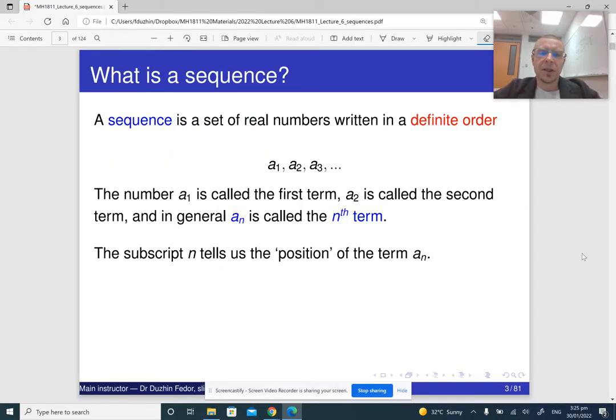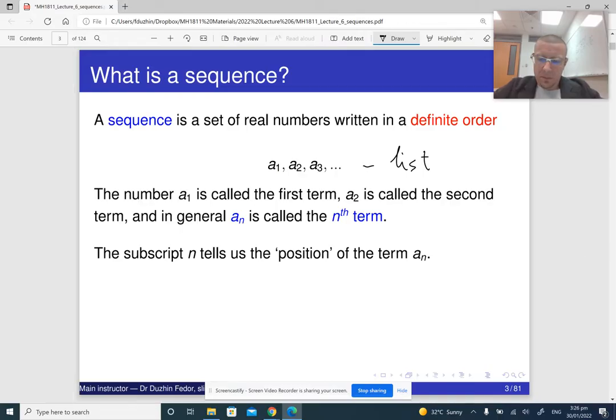So a sequence is a set of real numbers written in some order. Well, essentially it means that it is a list of real numbers. So it's just a list. Now we have the terms of the sequence, right? So the first element is like the first term, the second term, and so on.